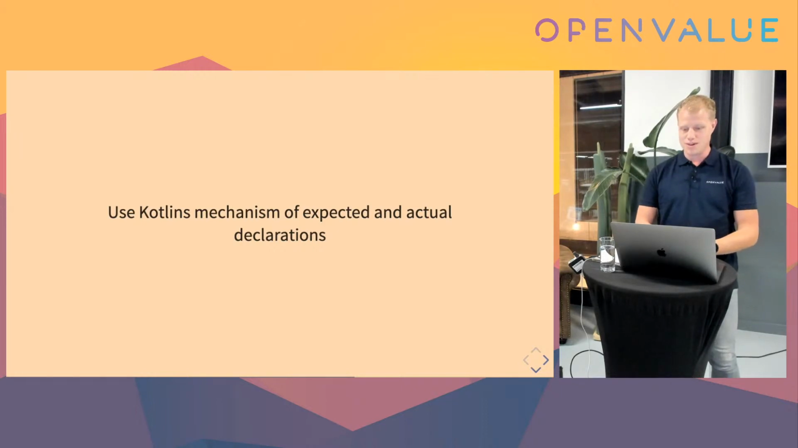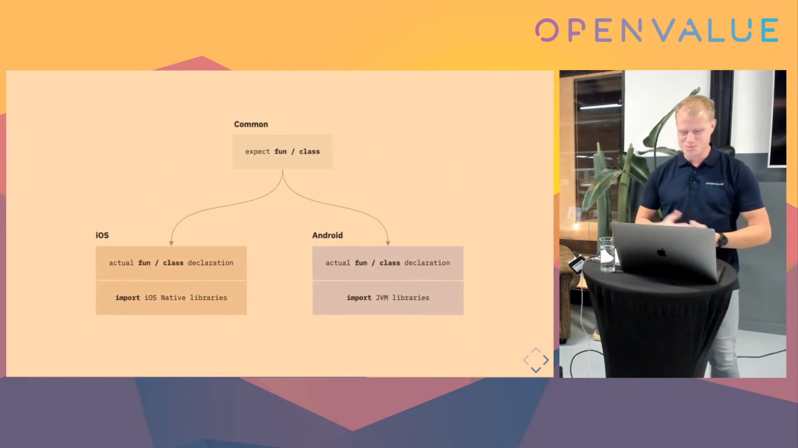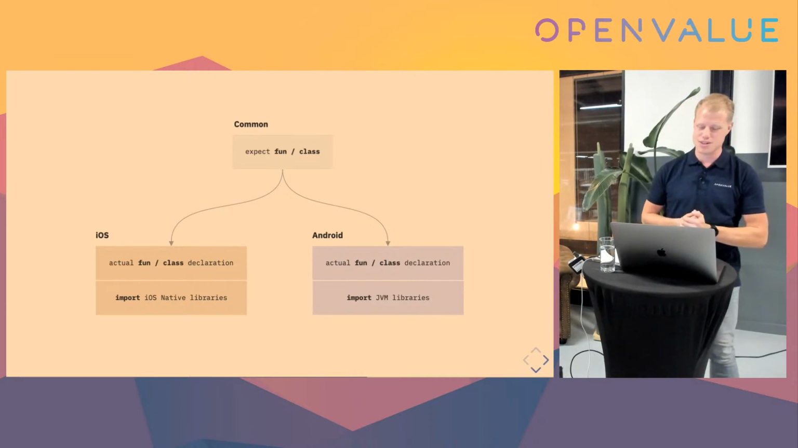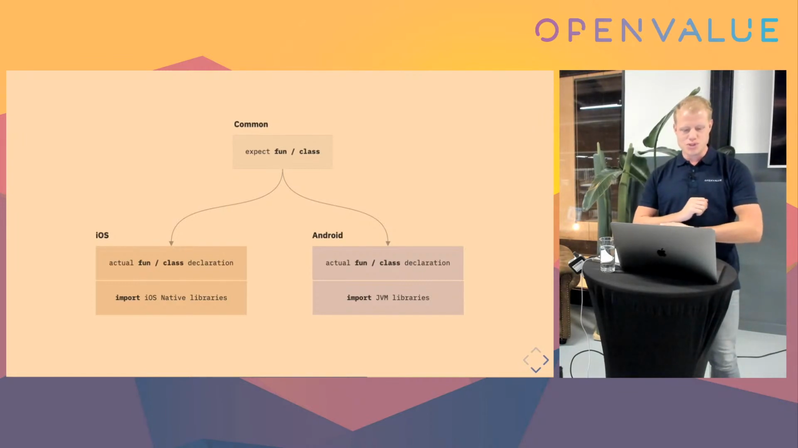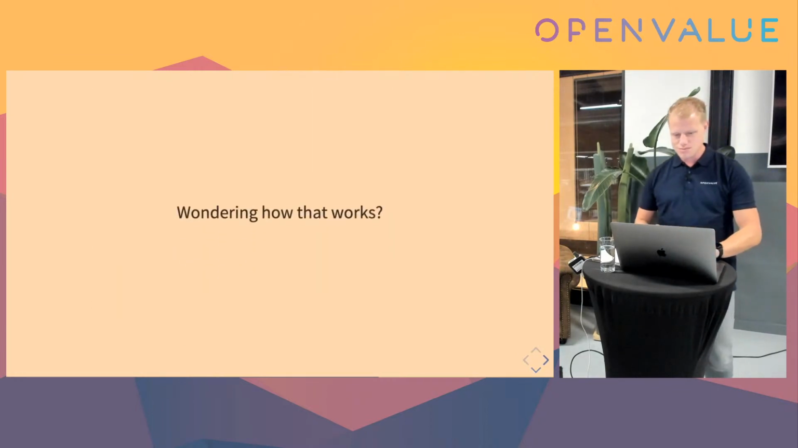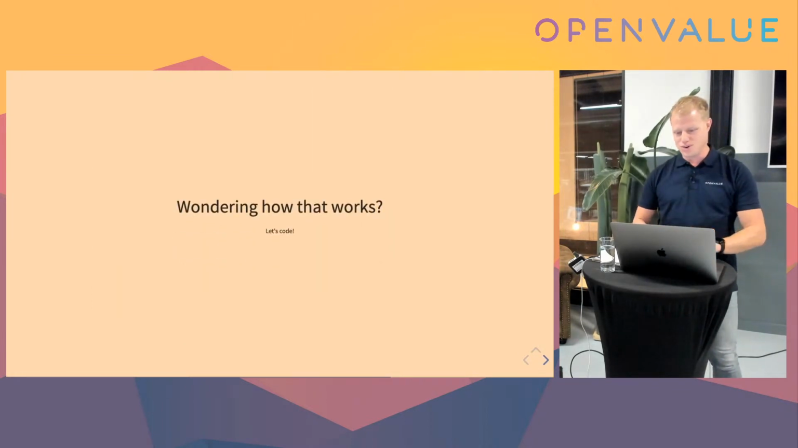They came up with the expected and actual declarations. This is also in beta. So yeah, let's see how that goes. But it basically looks like this. In our common project, we declare that we expect a function or a class. It doesn't really matter. And in the target, like iOS or Android, we must implement the function itself with the actual keyword in front. And over there, we can use the native libraries or the JVM libraries. It depends on what you actually need for a use case.